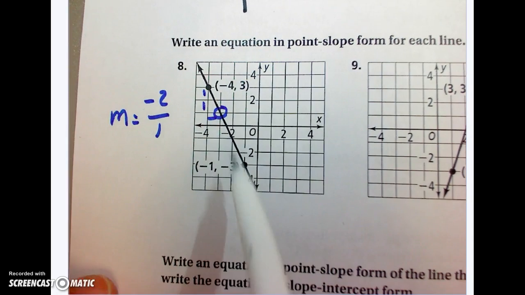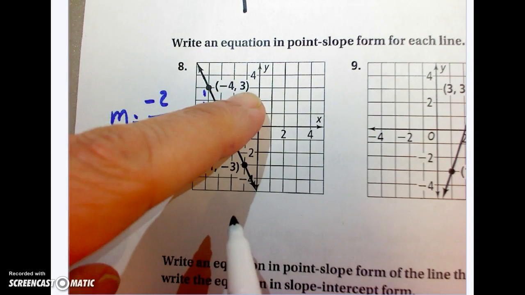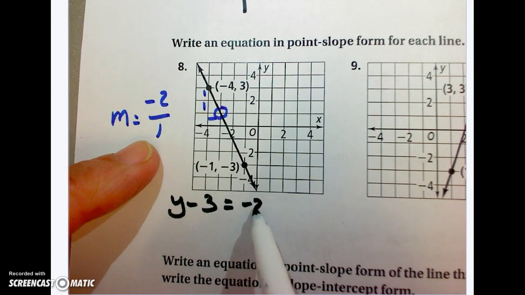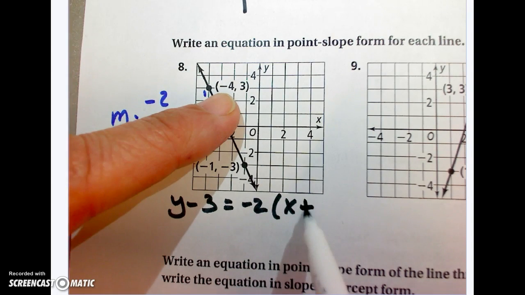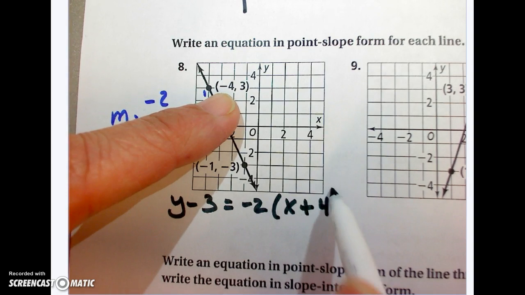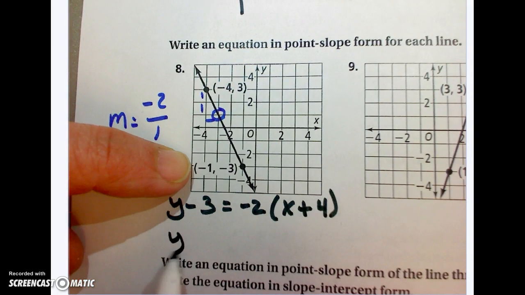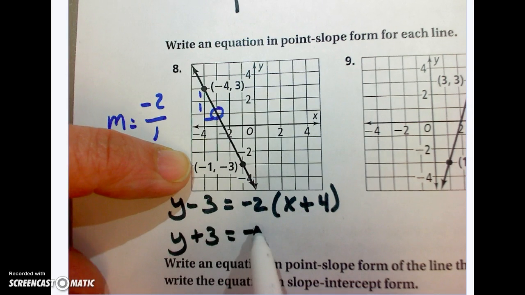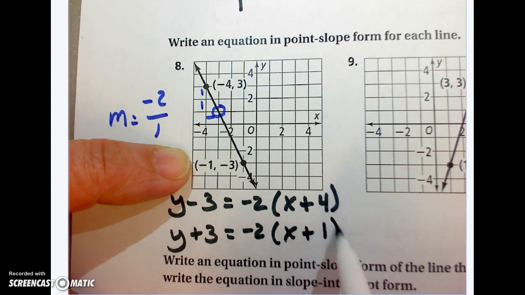And I can pick either point. So I'm going to start off with this point here. So y is 3, y minus 3. My slope is -2, x minus a -4. Or I can use this point here, y minus a -3, slope stays the same, and then x minus a -1.